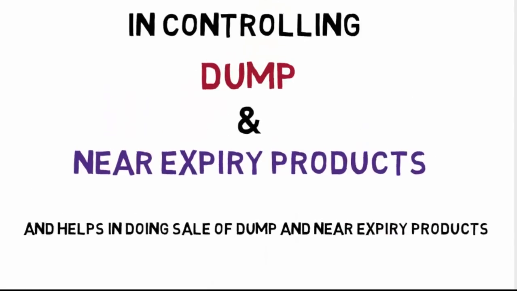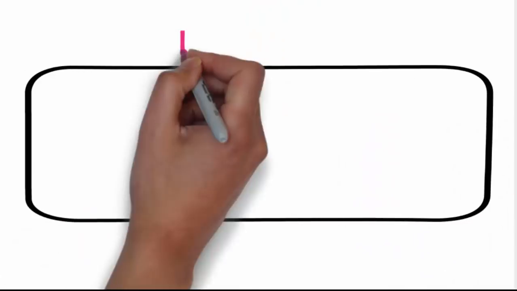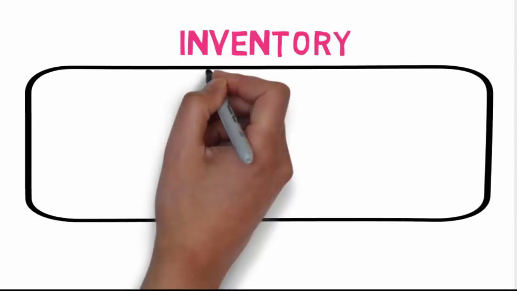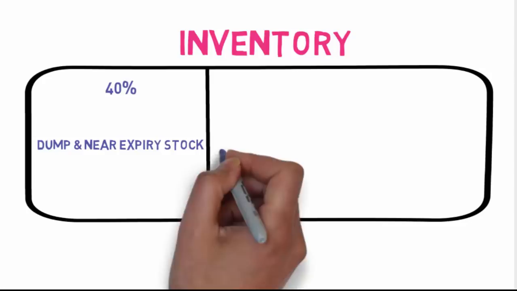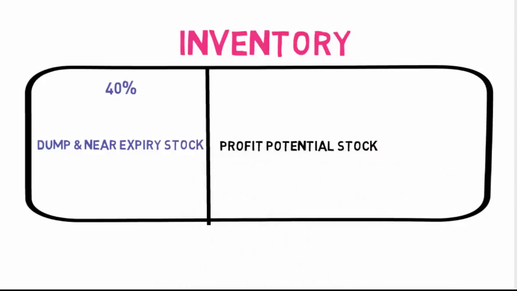This whole thing is the inventory. Now in this inventory, 40% consists of dump and near expiry stock, and the rest are profit potential stock, means those stock on whose sale we can earn good profit.